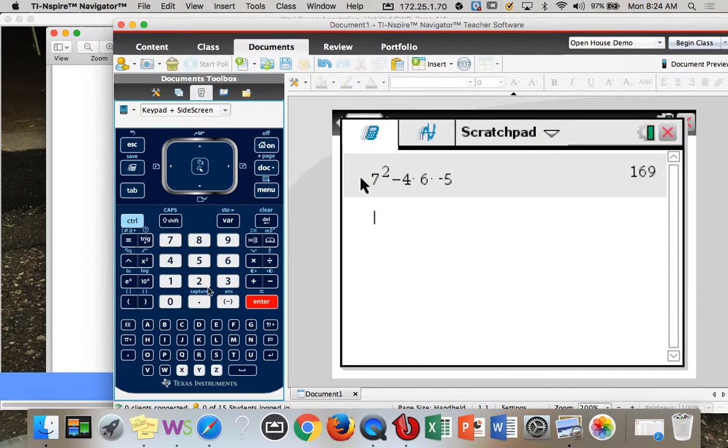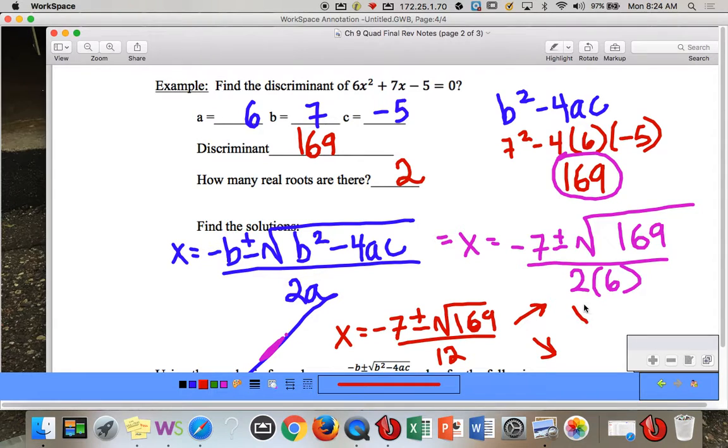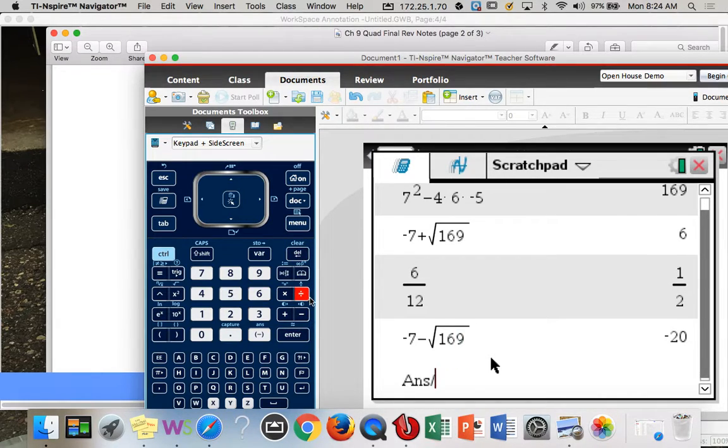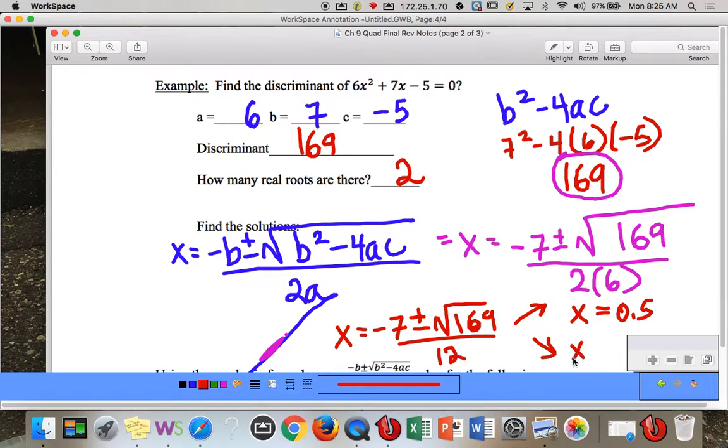Then split it up and type it in your calculator. The first one was negative 7 plus the square root of 169. You hit enter, divide by 12, and we get 0.5. And the other one is negative 7 minus the square root of 169. Hit enter, divide by 12, and we get negative 1.6 repeating.